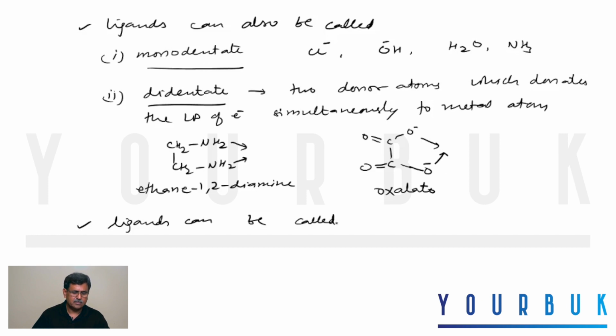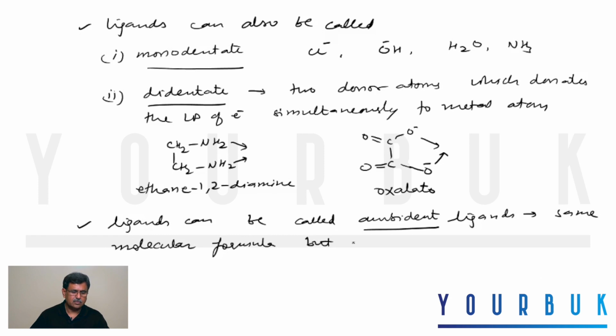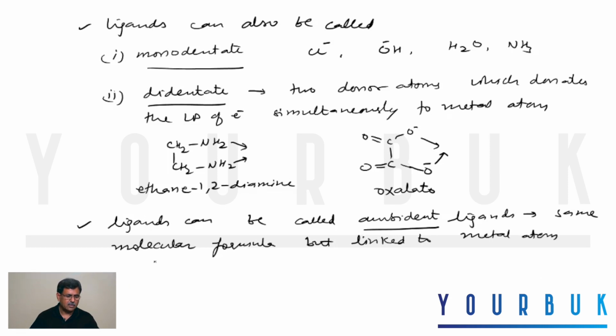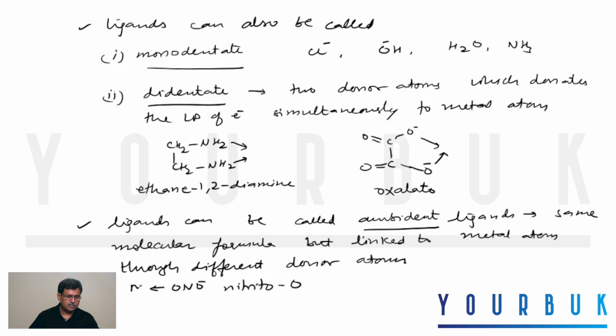Then ligands can be called ambident ligands, meaning ligands having the same molecular formula but linked to the metal atom through different donor atoms. Examples are ONO minus, which is called nitrito-O, in which O is the donor atom, and NO2 minus, which is called nitrito-N, in which nitrogen is the donor atom.